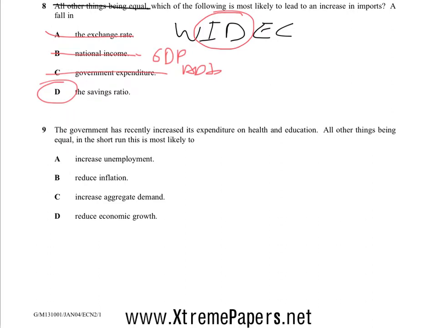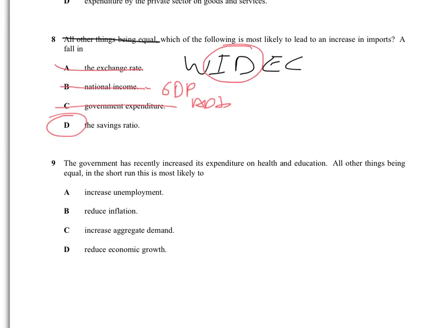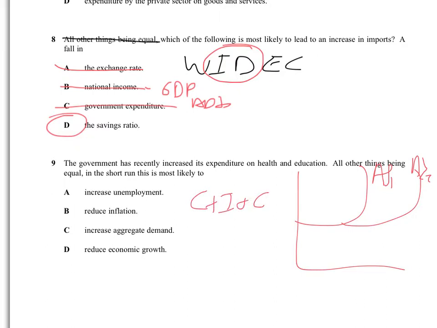Right, question number 9. The government has recently increased its expenditure on health and education. In the short run, what's this most likely to do? Now remember, this is short run. In the long run, it might make the AS line go out, because it's a thing that could increase the productive capacity of the economy. But anyway, in the short run, it's just C plus I plus G. So an increase in government spending will make AD go up. So without even looking at the question, now I can see the answers. The answer is C.